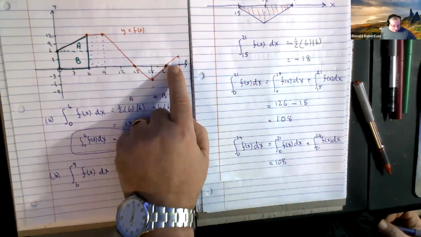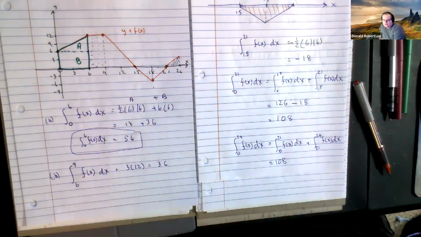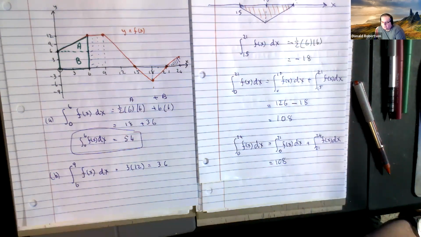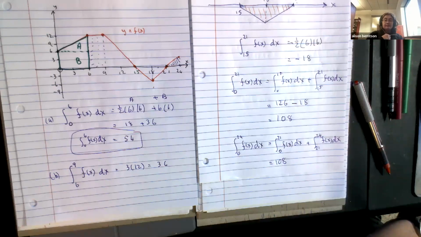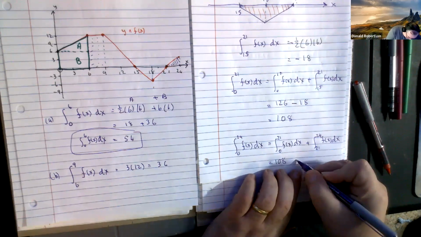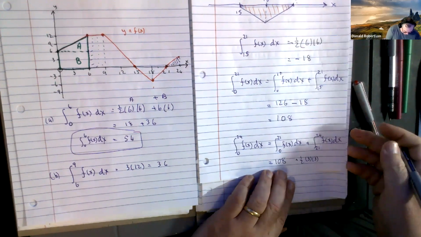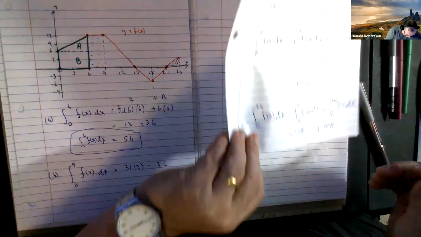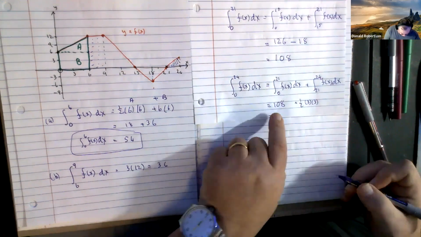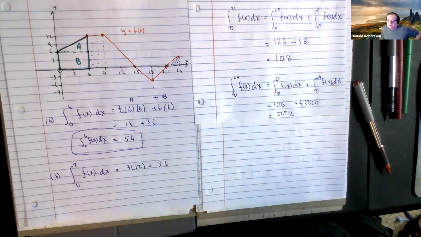This tiny little piece at the end, is that going to be a positive contribution to the answer or a negative contribution? Positive. And isn't it just a baby triangle, a half 3 times 3? Agree? So you're going to have 1/2 times 3 times 3, which is 9 halves, which is a pain because that means everything has to become halves. So 225 halves, and that would be your answer.